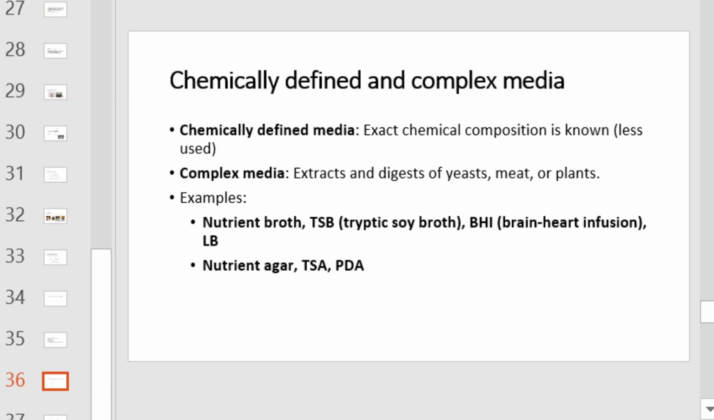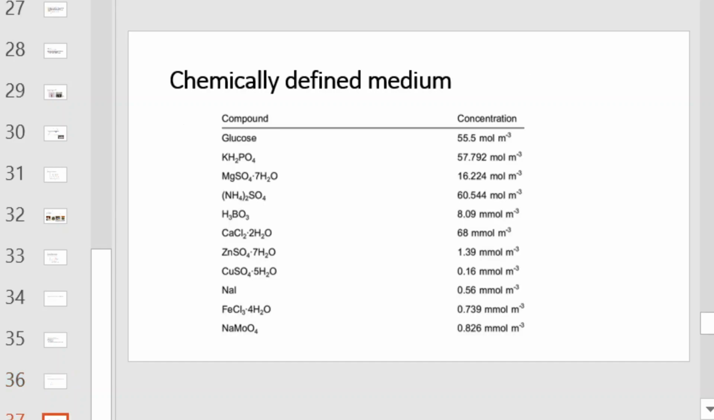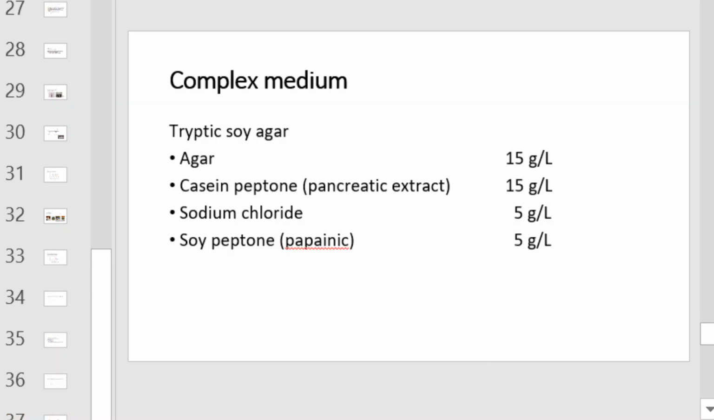Chemically defined and complex media. Chemically defined media is a media where we have knowledge of the exact chemical composition of the media. In complex media, extracts and digests of yeast, meat, or plants are used. These are a few examples of complex and defined media.